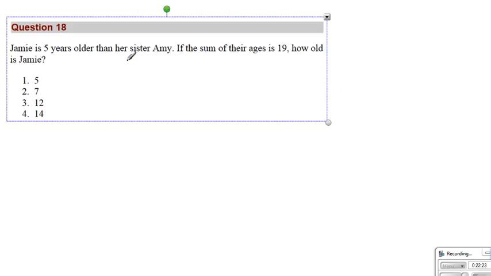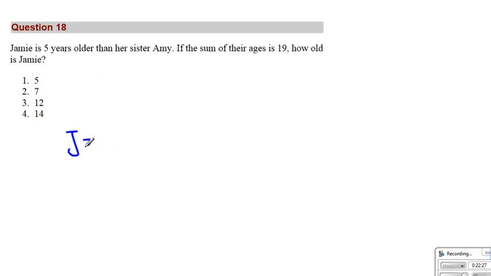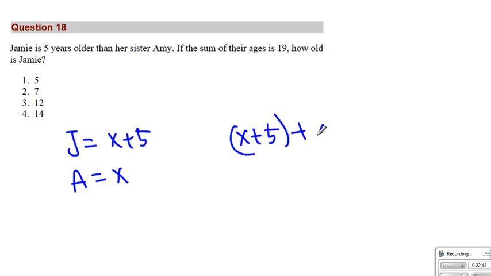So Jamie is 5 years older than her sister. Now, in this case, 5 years older than, we can call it x plus 5. And Amy becomes x. Now, sum of their age is equal to 19. That means simply x plus 5, adding x, must be equal to 19.